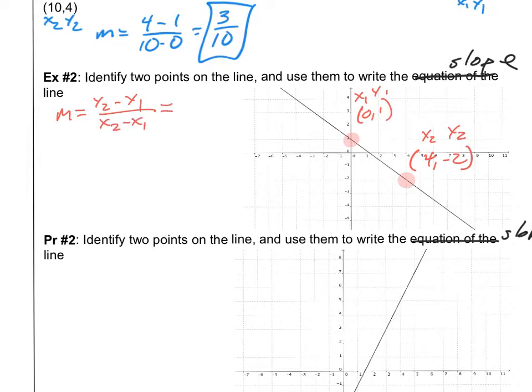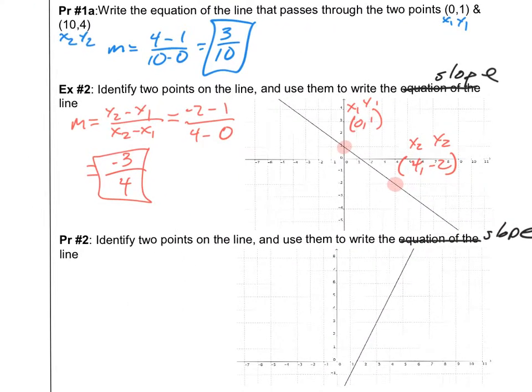So what did I call y2? I called it -2 minus y1, which is 1, over x2, which is 4, minus x1, which is 0. Okay, so what's -2 minus 1? Well, that's just -3. And 4 minus 0 is just 4. So this is negative 3/4, which is, interestingly enough, the same slope we had in the first example.